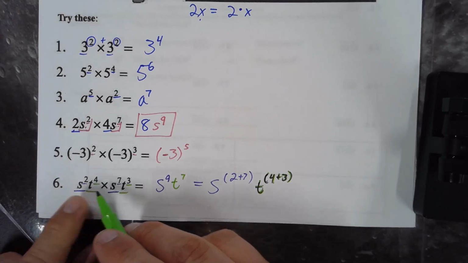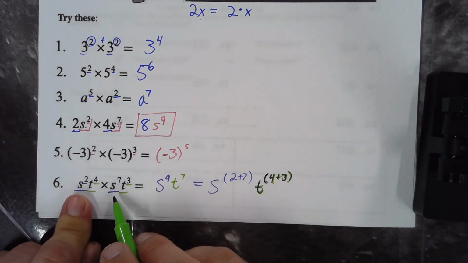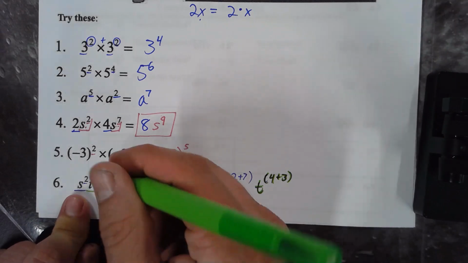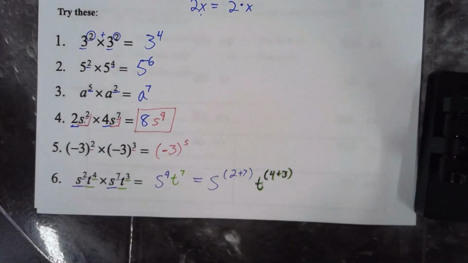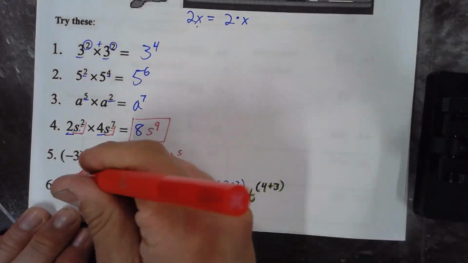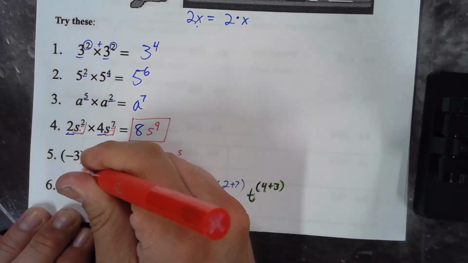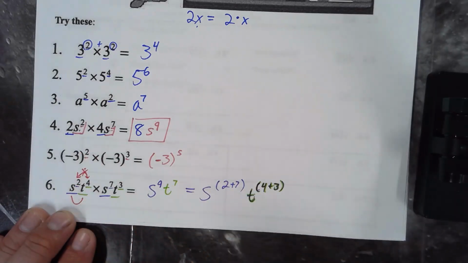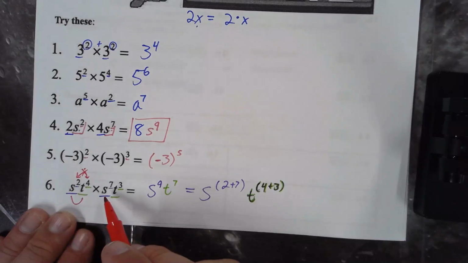So what we're doing here is we're multiplying like terms. I think you're talking about this 2 and this 4, right? So you do not combine exponents because these are different bases. We're only combining similar bases together.